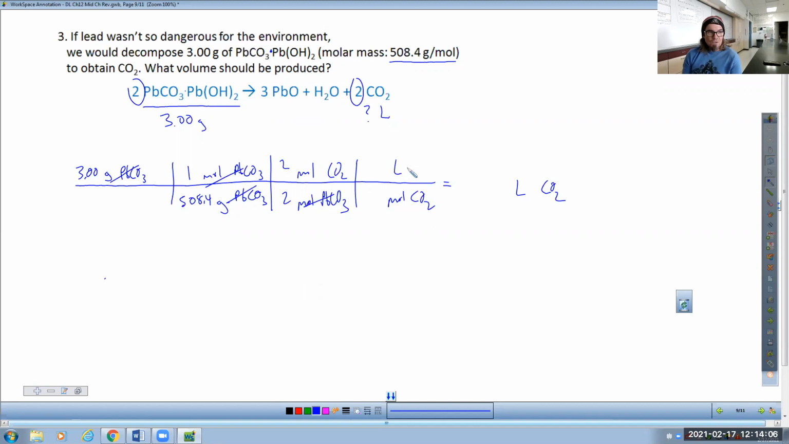Get out of moles of CO2, get into liters of CO2. They should have told us that this is at STP so that we could put in 22.4. And then we multiply. Let's try it. 3 times 2 times, okay, I didn't really need to multiply times 2 because I'm going to divide by 2 in a second, but it's too late, I already wrote it down. 22.4 divided by 508.4 and divided by 2 comes out to be 0.132179. Then with significant digits, I'm going to go with 3 again. That means I'm going to cut this off to 0.132 liters.